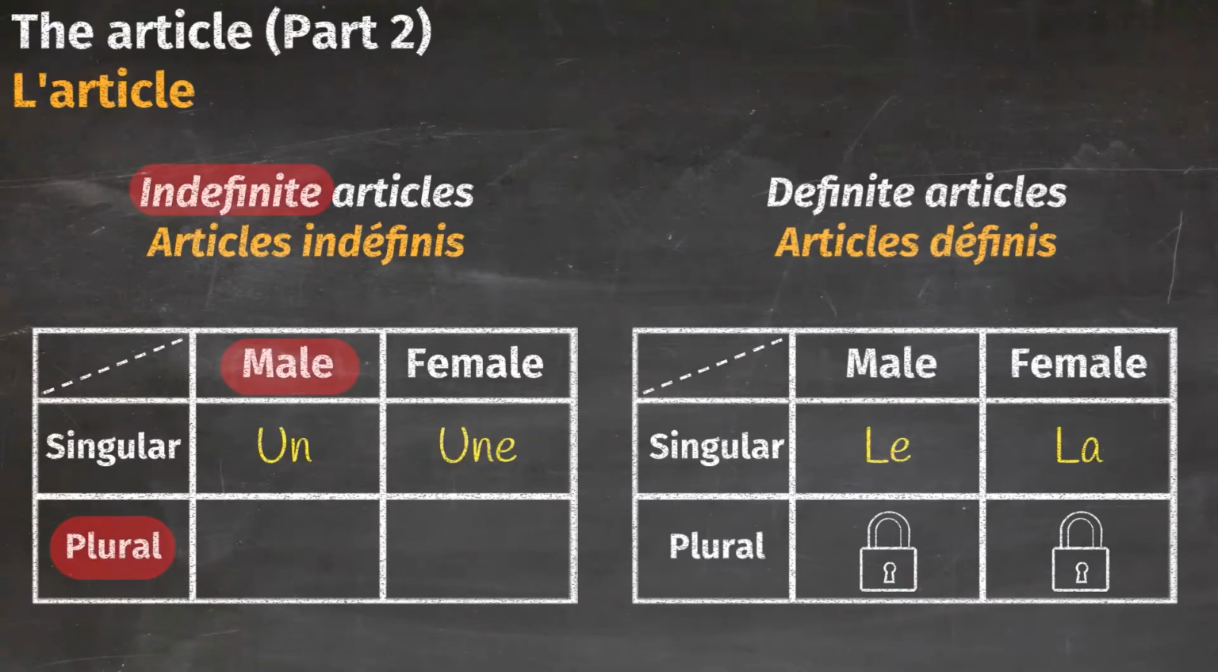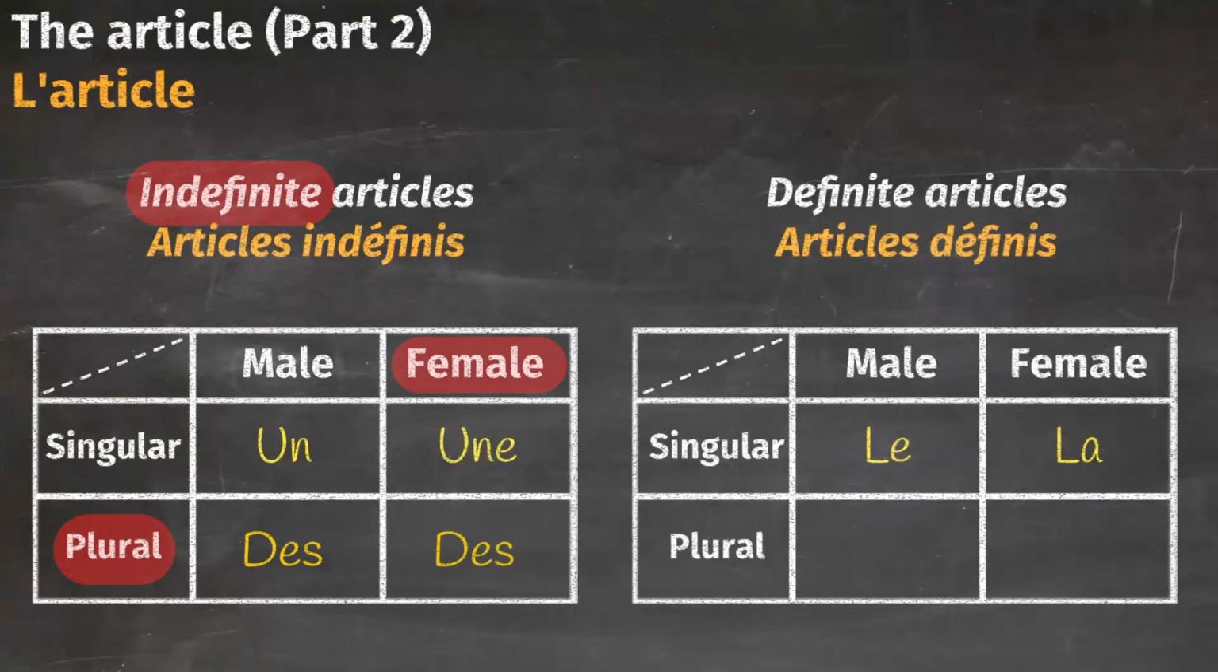The indefinite plural male article in French is des, and the indefinite plural female article is also des. The definite plural male article is les, and the definite plural female article is also les.